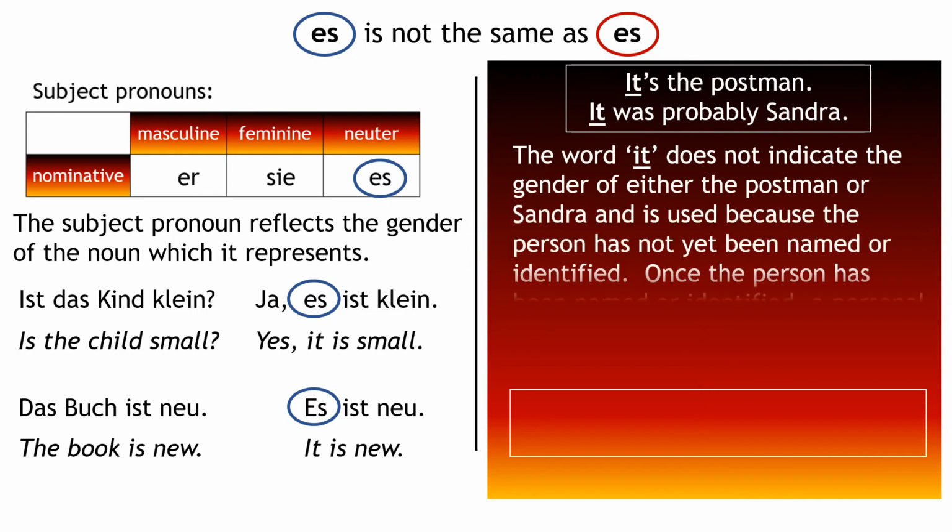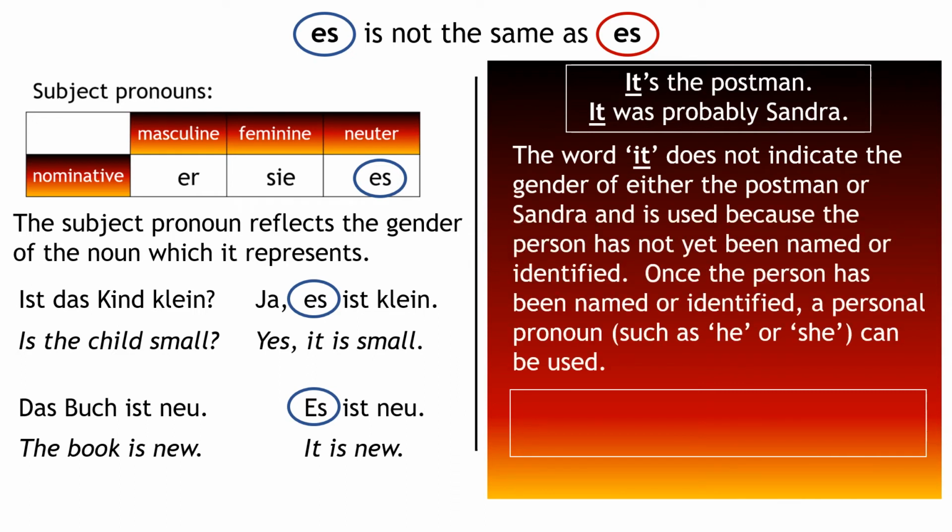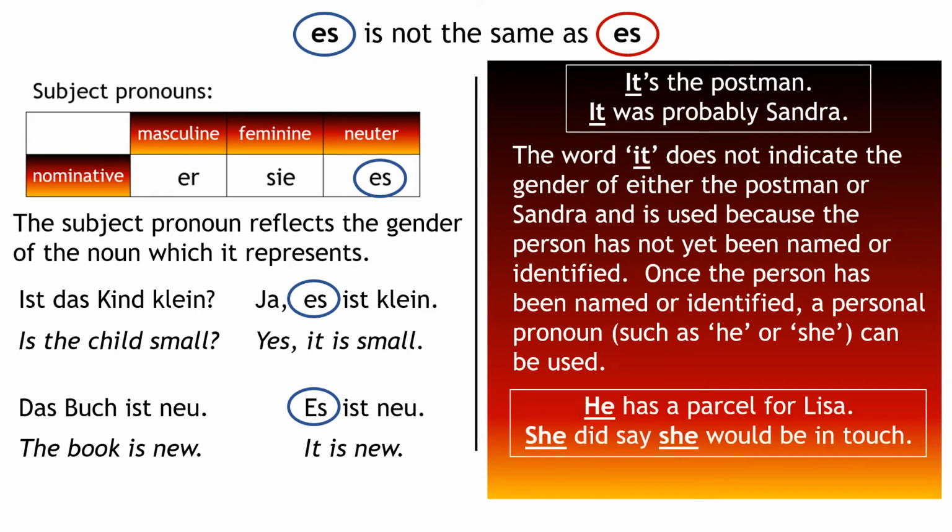The word it does not indicate the gender of either the postman or Sandra, and is used because the person has not yet been named or identified. Once the person has been named or identified, a personal pronoun such as he or she can be used. He has a parcel for Lisa. She did say she would be in touch.